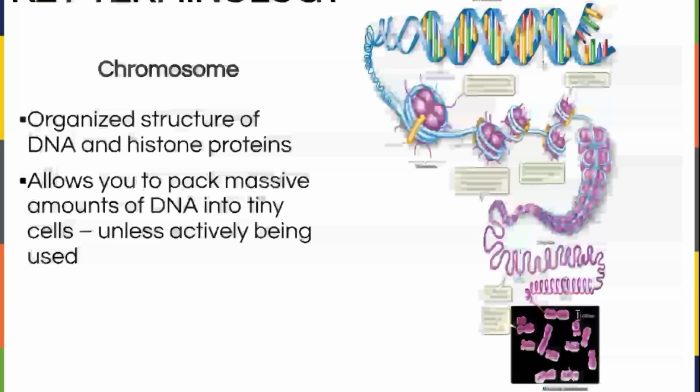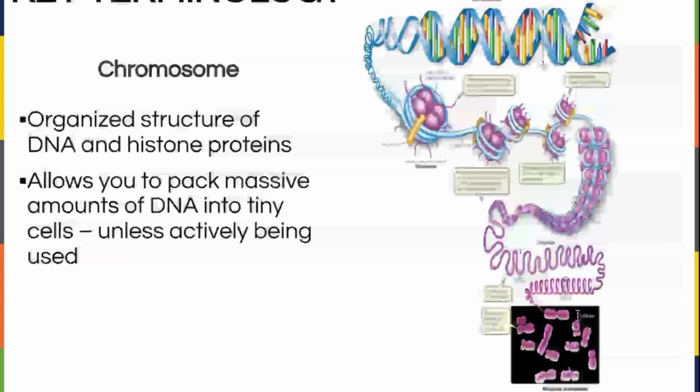DNA is organized within the cell in a couple of different ways. Usually it's found in these long threads within the nucleus, but when DNA is getting ready to replicate, it starts to condense. It forms a more organized package that makes it easier to move around the cell. We call these organized collections of DNA chromosomes. These chromosomes are organized structures of DNA and also histone proteins that help wrap that DNA in organized ways. That allows you to pack a massive amount of DNA into tiny cells.